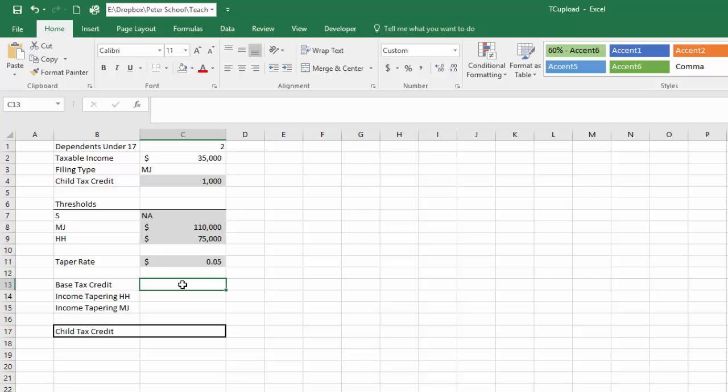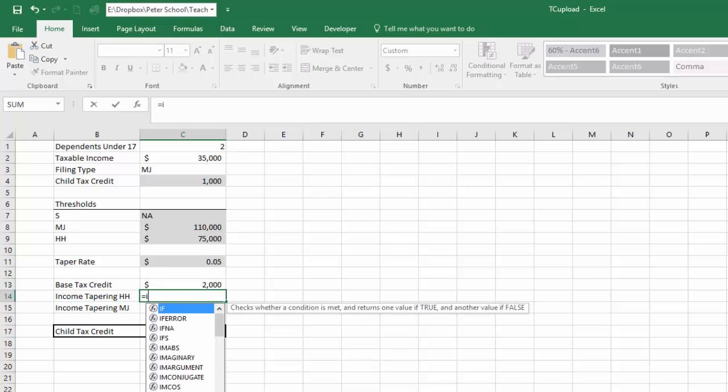Now your base tax credit is simply your dependents under 17 multiplied by your child tax credit. In this particular case, this person is entitled to $2,000 in a child tax credit. This person has a taxable income of $35,000, which means the tapering is not going to come into account in either of these thresholds. But what if the person's income was above the threshold? Well, we need to figure out the amount of tapering.